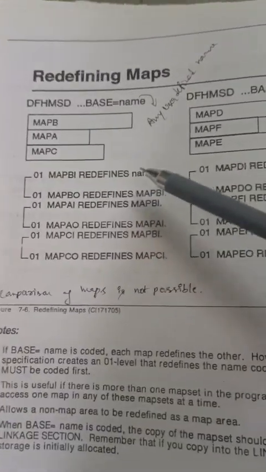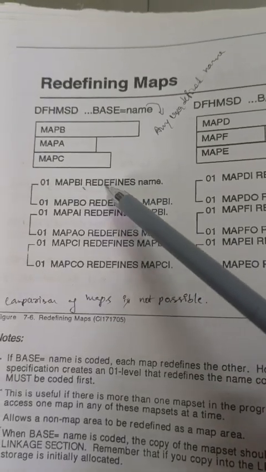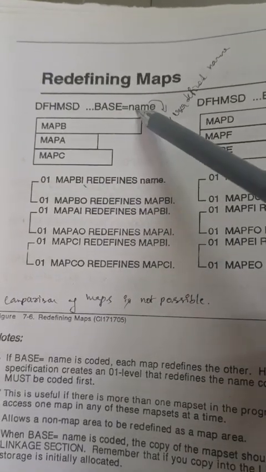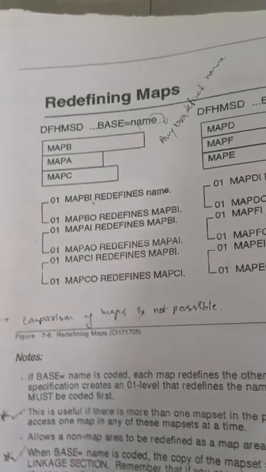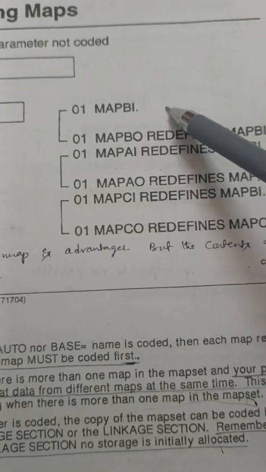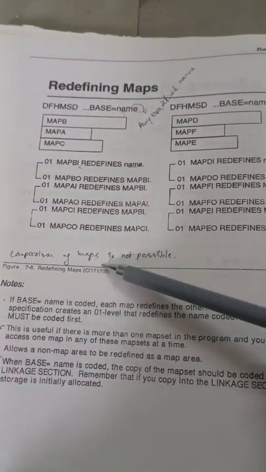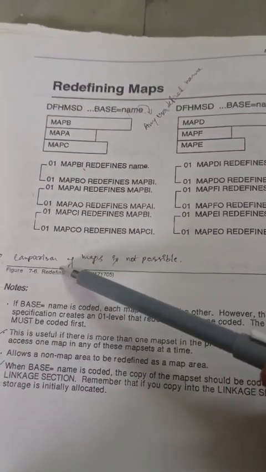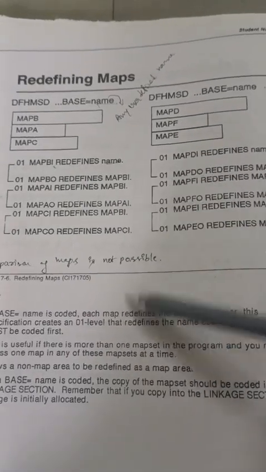First, you can see a small change in the syntax. BI also redefines with the name, meaning whatever name you have mentioned here, you need to come here. But you can see for BI there is no name here; they have simply mentioned map BI only, with no redefined base name. That is the only difference here. That is why we have coded BASE equals a name, and another disadvantage here is that comparison of maps is not possible in this case.